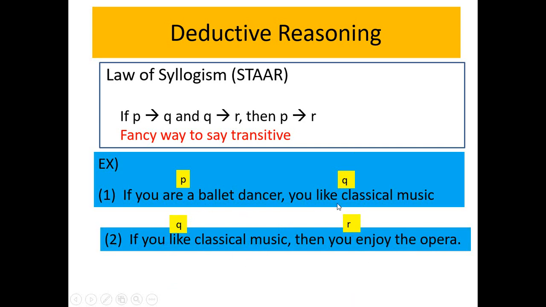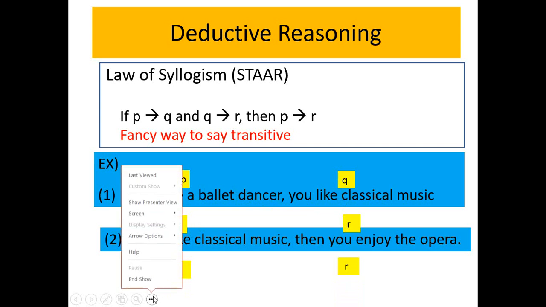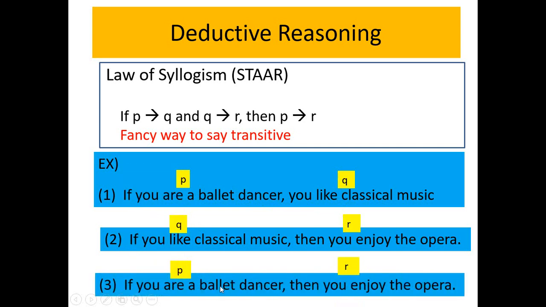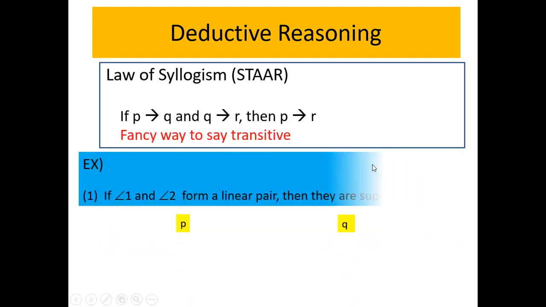So if you're a ballet dancer, you like classical music. If you like classical music, you like the opera, then P, then R. The Q's cancel, the Q's are gone, and then you put the P and R together. So you say, if you're a ballet dancer, first part, then the last part, you enjoy the opera. Okay? If it's snowing, then it's cold. If it's cold, then you get sick. If it's snowing, then you get sick, right?